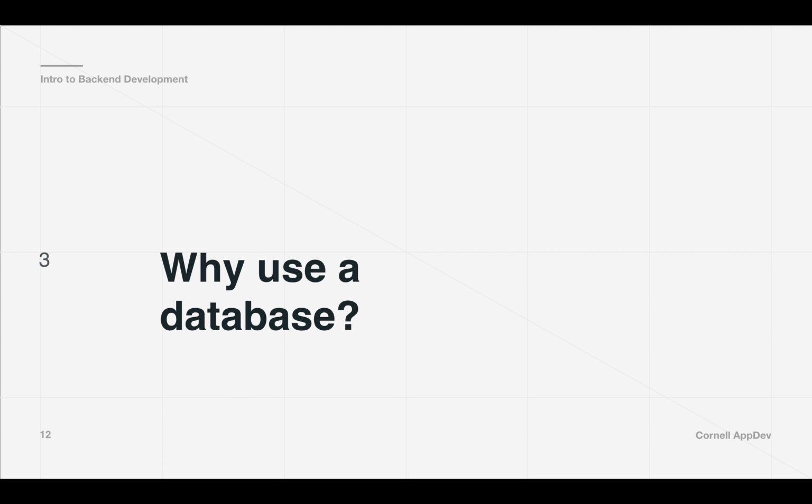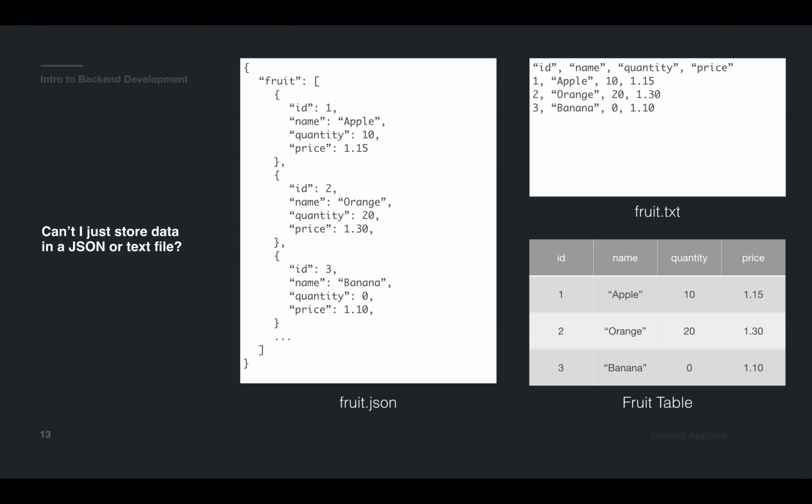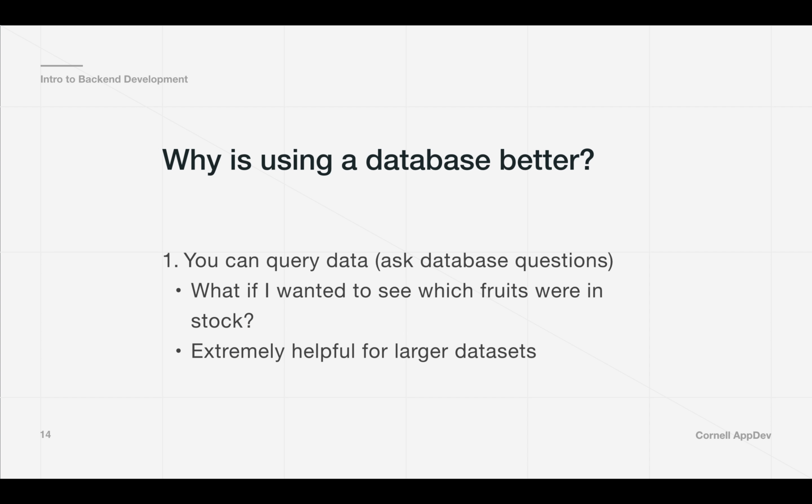Great. So why use a database? A common question is why can't we just store it in a JSON or a text file? Because setting up a database has a lot of overhead, and sometimes it's much easier to just open a file and write this stuff to it. So why is using a database better?